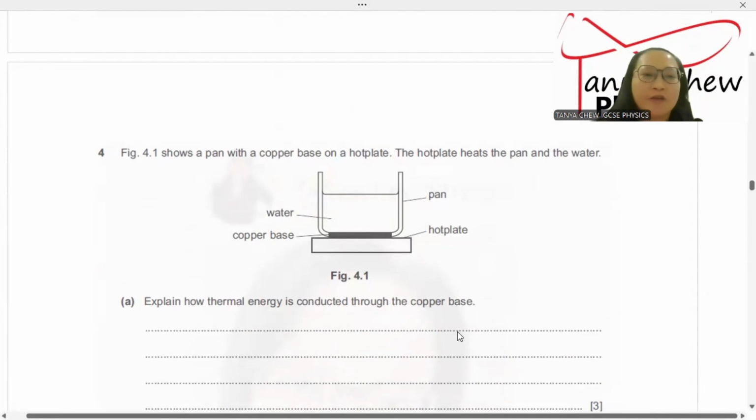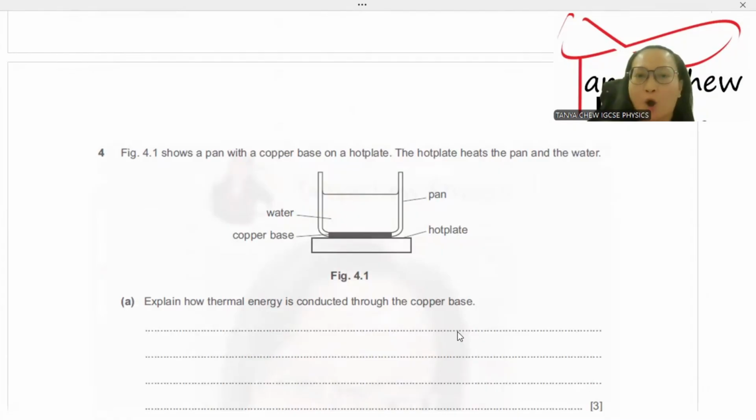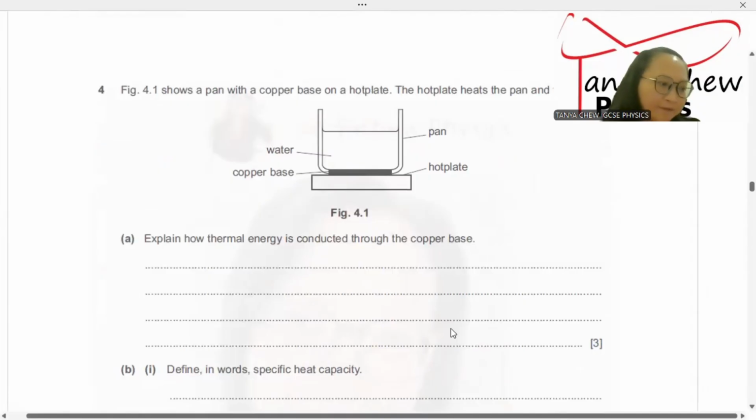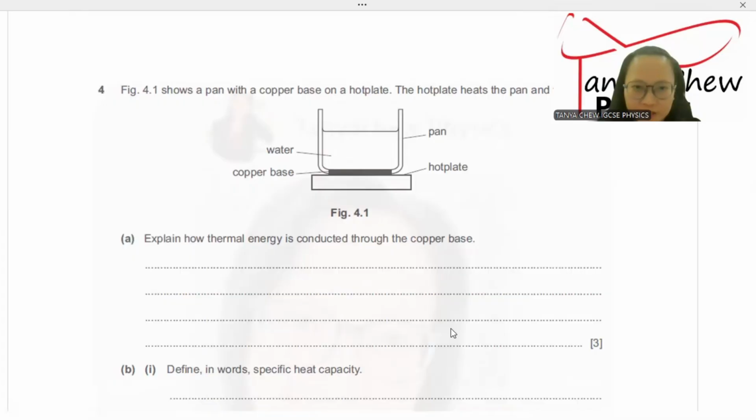Question number 4, Fig 4.1 shows the pan with a copper base on a hot plate. The hot plate heats the pan and the water. Explain how thermal energy is conducted through the copper base. Now you have to understand one thing, that copper is a conductor. A conductor contains delocalized electrons. It is not just by vibrating the particles in the copper base, but also delocalized electrons inside the copper base will help to transfer the thermal energy.